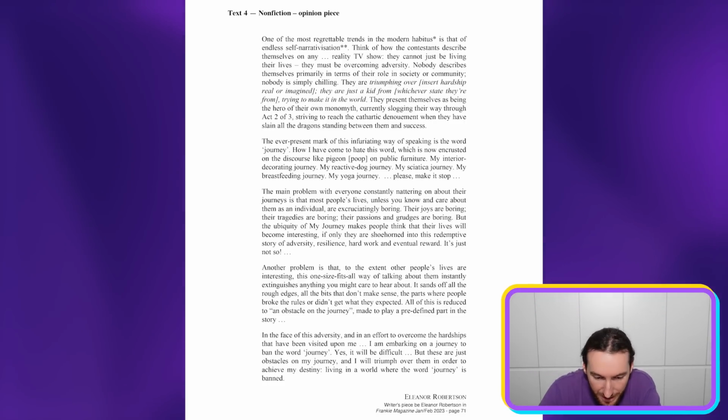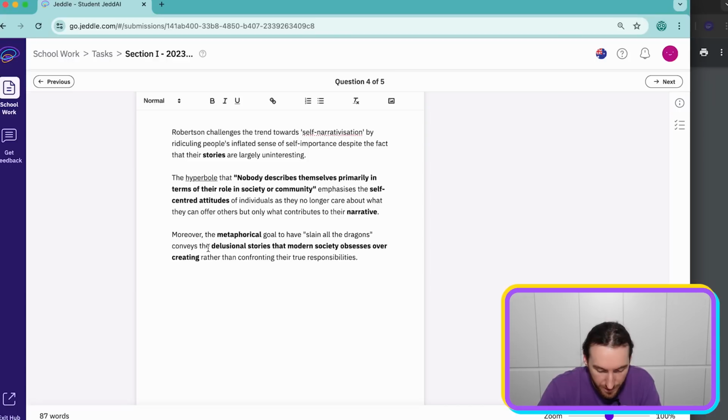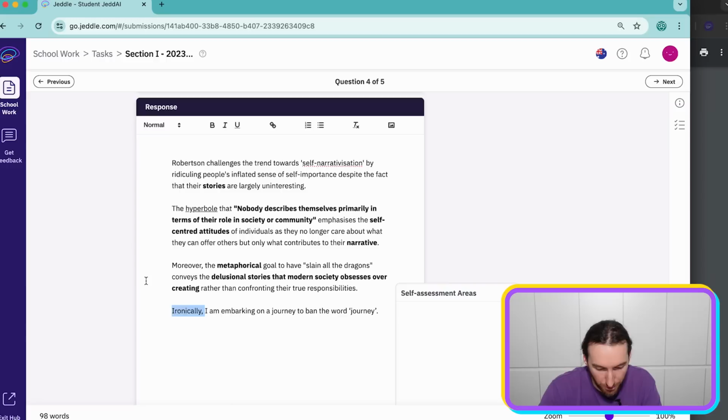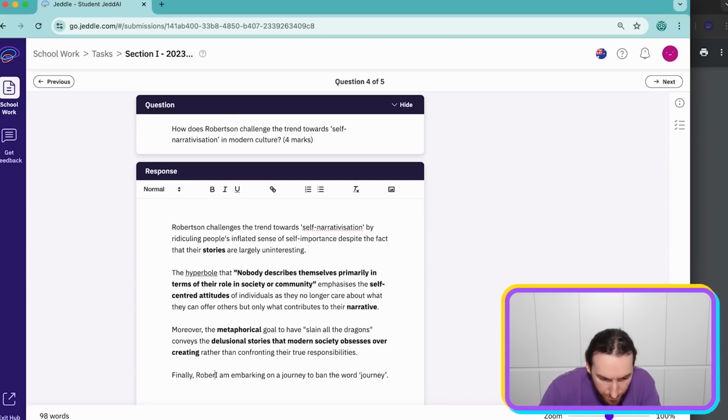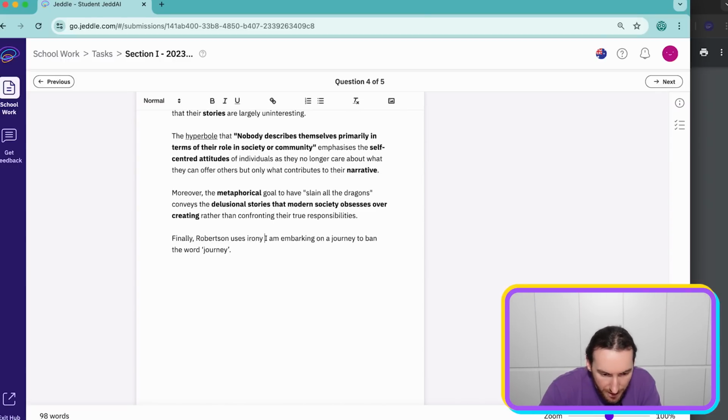And then I always like to find something at the end. I like the irony, as I mentioned. I am embarking on a journey to ban the word journey. Because it's easier to structure the sentence with irony as the technique, I will do finally. Finally, Robertson uses irony when stating that I'm embarking on a journey to ban the word journey.